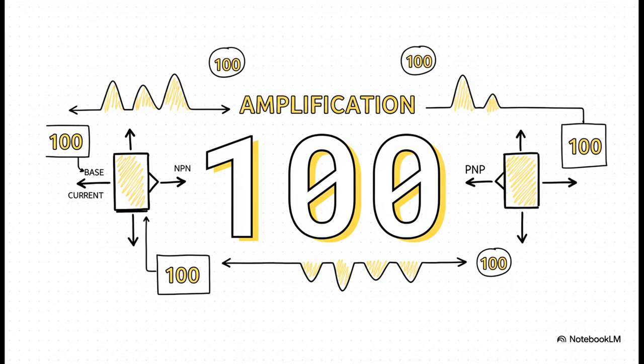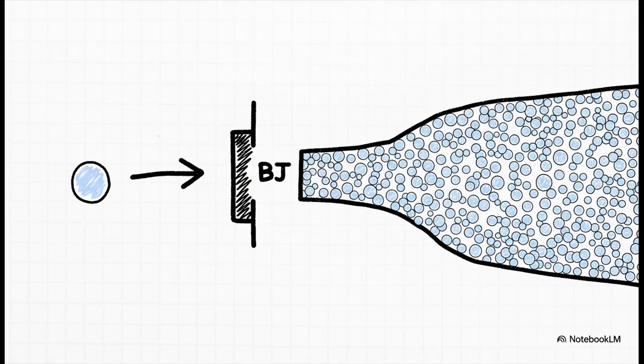So what kind of number are we talking about for this beta value? Well, for a very standard run-of-the-mill BJT, a typical value is right around 100. So a gain factor of 100. Okay, so let's connect the dots here. What this means is that for every one single electron's worth of current we feed into the base, we control a flow of 100 electrons through the collector. We're using a tiny little whisper to control a massive roar.